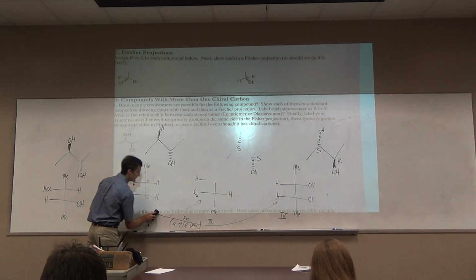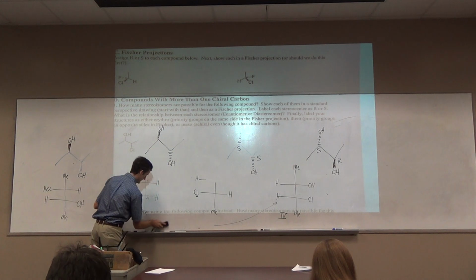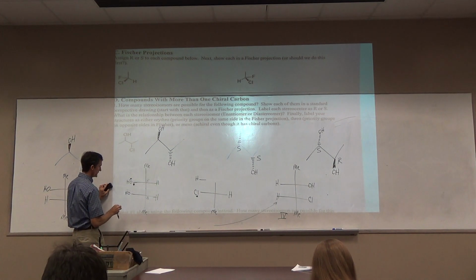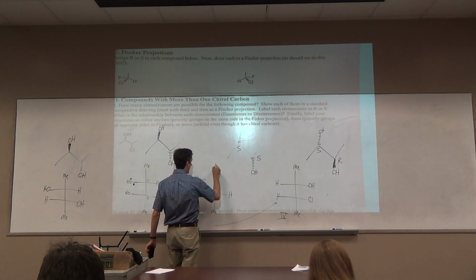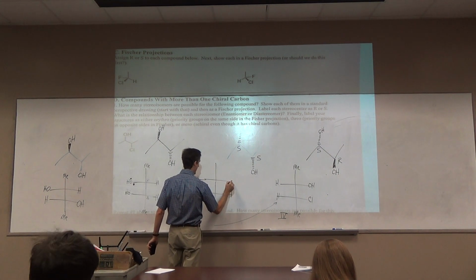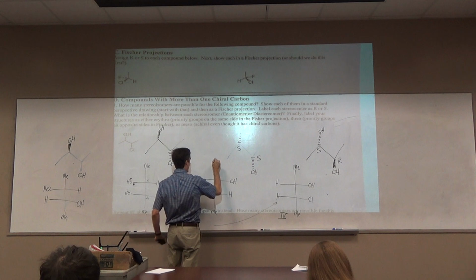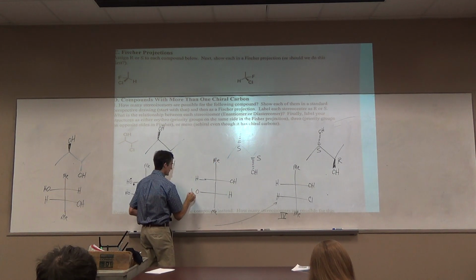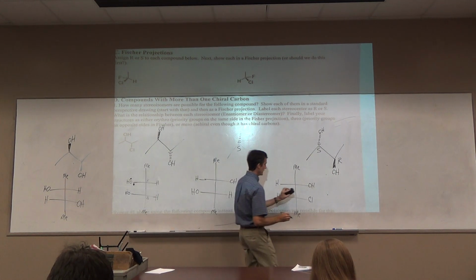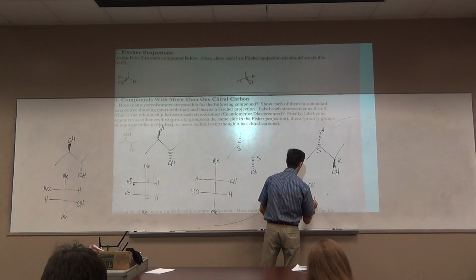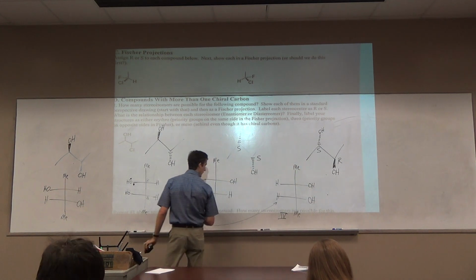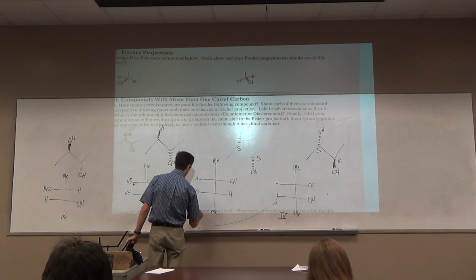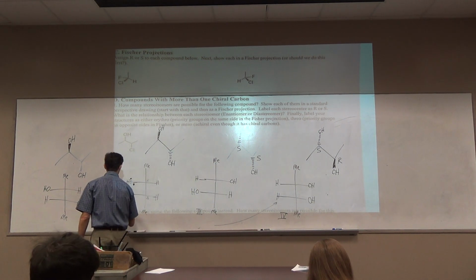From there you can cheat. And if we cheated, we would just change that chlorine to OH, change the chlorine to OH, and change the chlorine to OH. We can still number them as 1, 2, and 3.